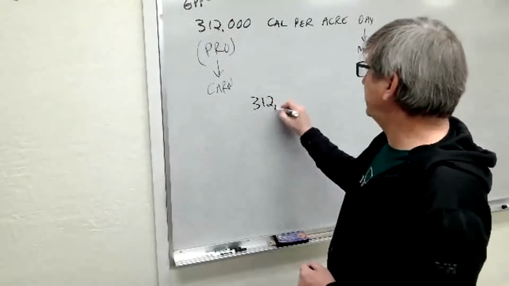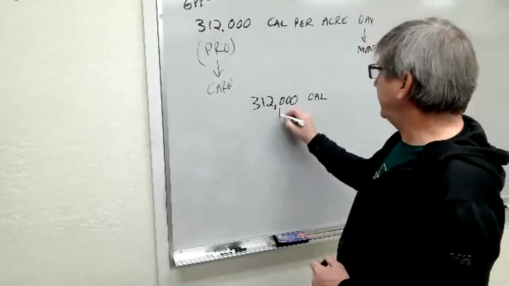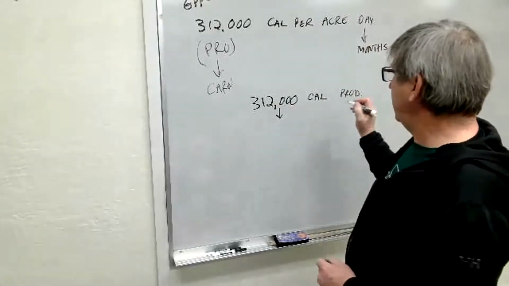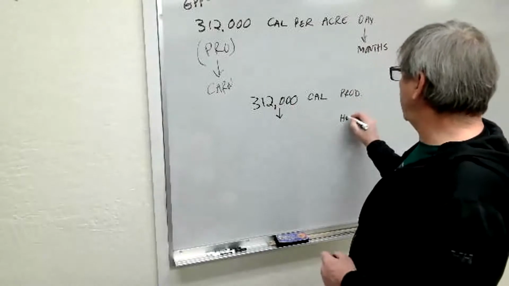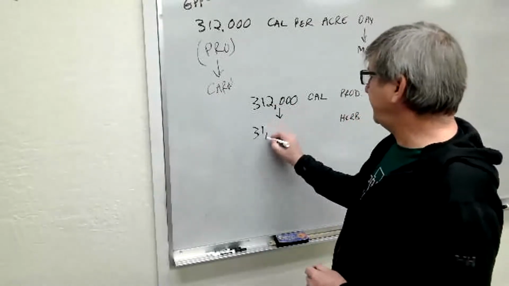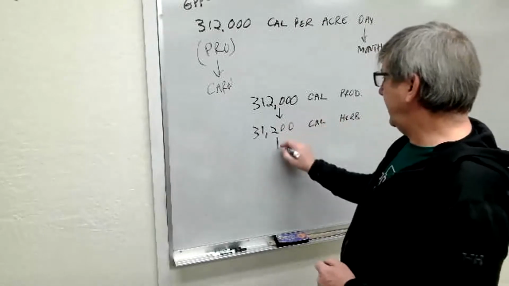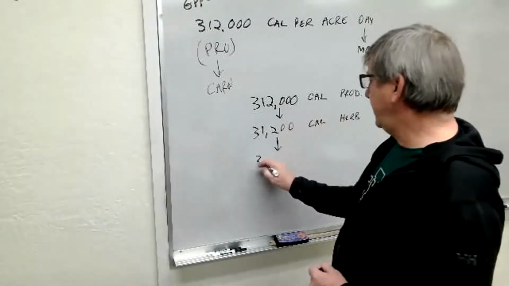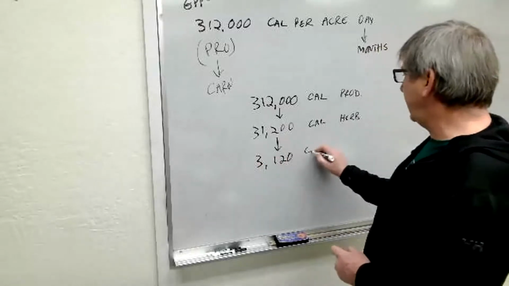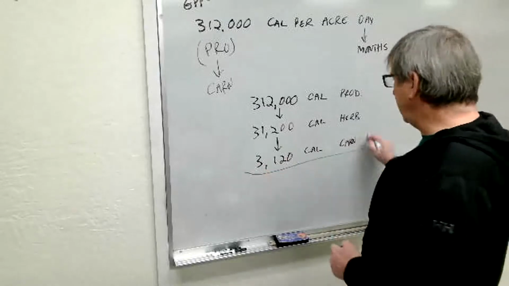Here's my 312,000 calories. That's in the producers. Then it's going to go to the herbivores using the 10% rule. I just moved the decimal over. I have 31,000 for herbivores. And one more time for the carnivores, 3,120 calories for carnivores. Nice, there's my answer, huh?